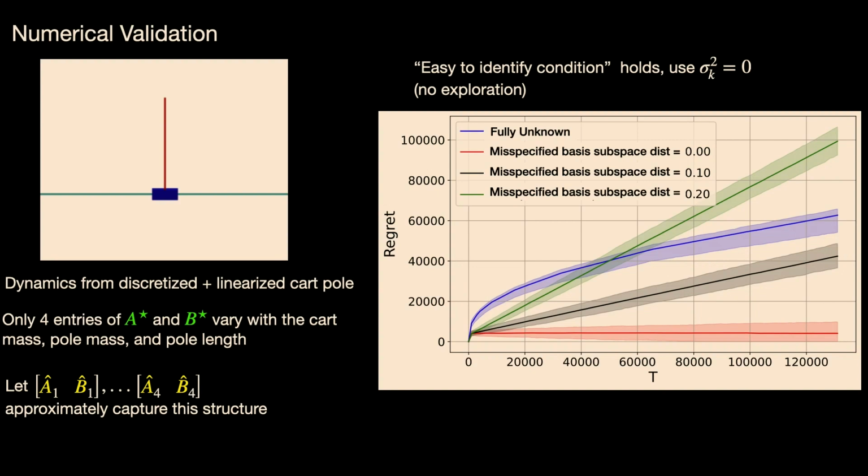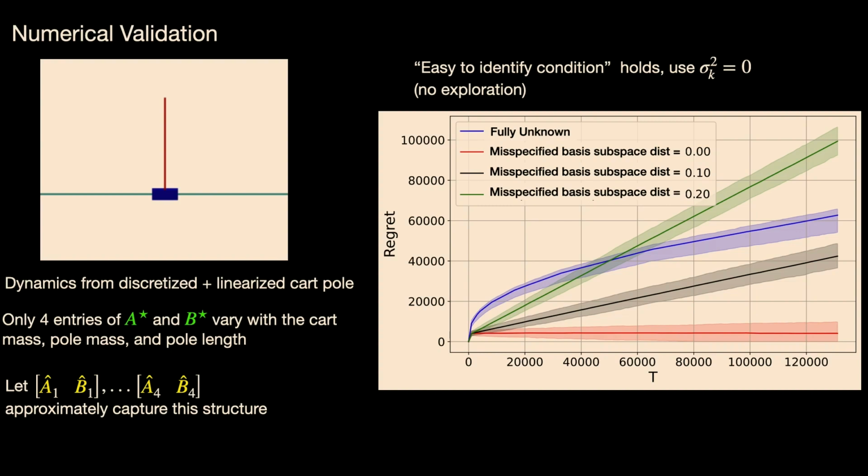And we compare this to learning from scratch. So we compare using this misspecified basis, with varying levels of misspecification artificially injected, versus learning A star and B star totally from scratch and using exploration throughout the course of our algorithm. What we see is that there's a substantial regime of time where using this misspecified basis is actually improving upon the regret of learning from scratch.